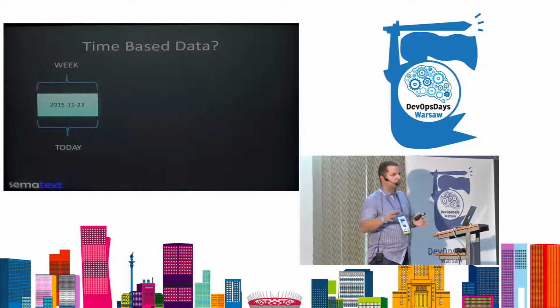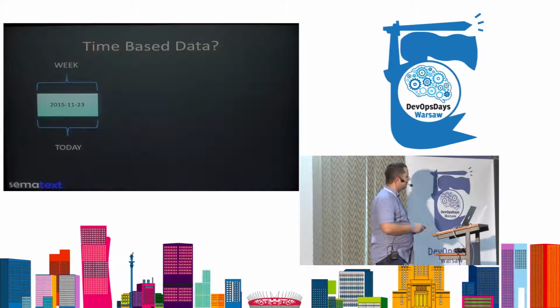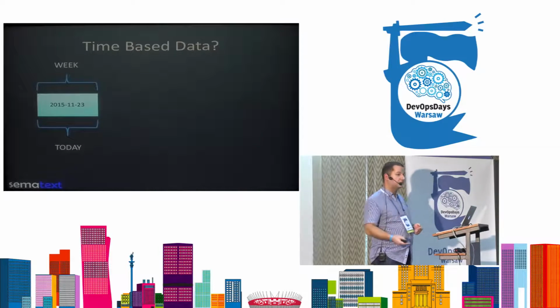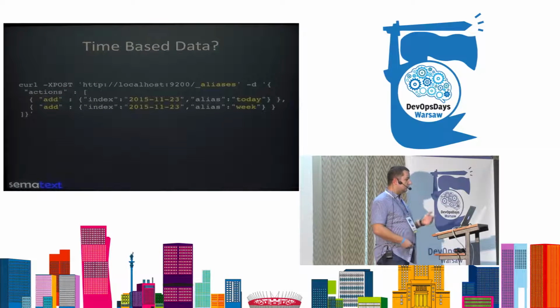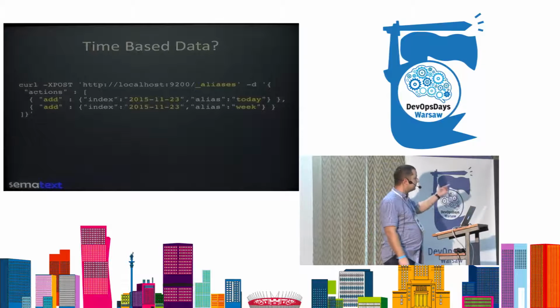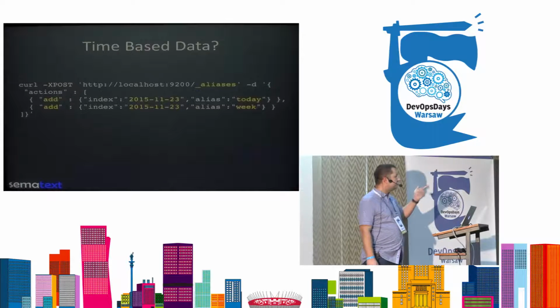Usually people want to search in about a week's worth of data when it comes to logs, for example, but we only index the data that comes in real time. So creating aliases is again a simple API call. We just say add and we specify which index should be named how, and we can do that.